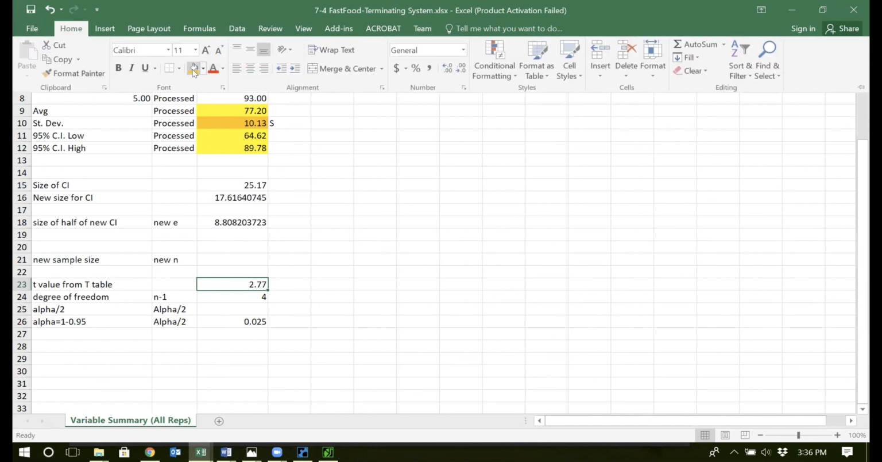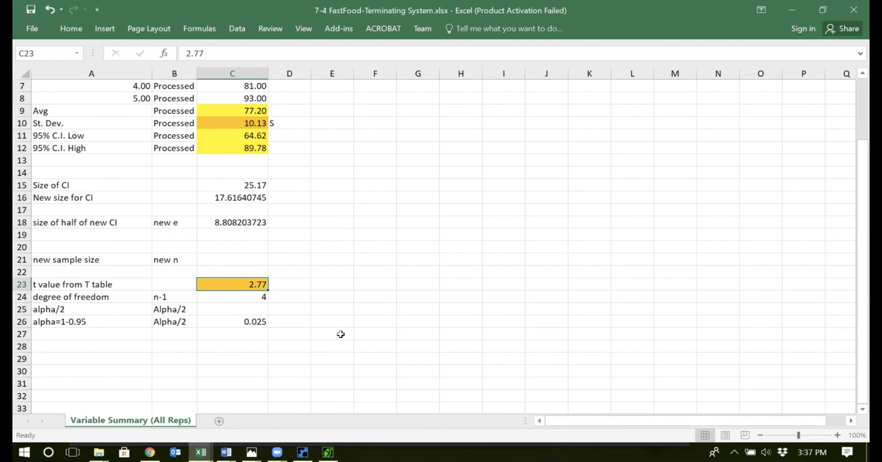Okay, I'm going to also make it orange. And this is my new E, the one that I want to come up with. With these 3 orange values, then the formula for the sample size, if you look at the formula that I highlighted with pink one more time: N is parentheses T value, which is here, multiplied by S, the standard deviation, on the top, divided by E, the new size for the half of the confidence interval that I want to get to. Close parentheses to the power 2.